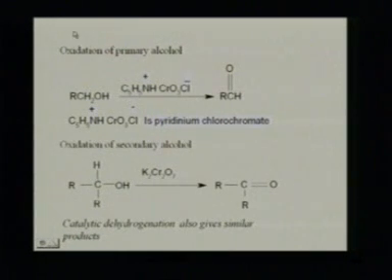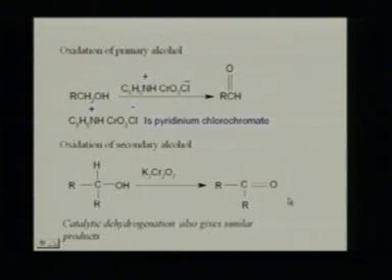Here we have shown the reactions of this complex. This reacts with the primary alcohol to give the aldehyde. And in another example, we are oxidizing a secondary alcohol to a ketone. We can also prepare aldehydes and ketones from the carboxylic acids. When the calcium salt of a carboxylic acid is heated, we get the aldehydes and ketones. The nature of the aldehyde or ketone depends upon the starting material.